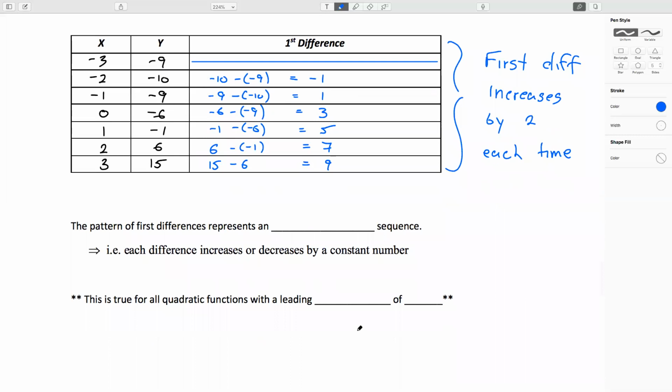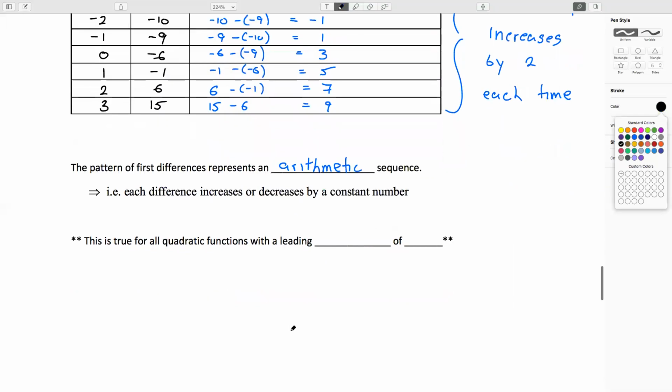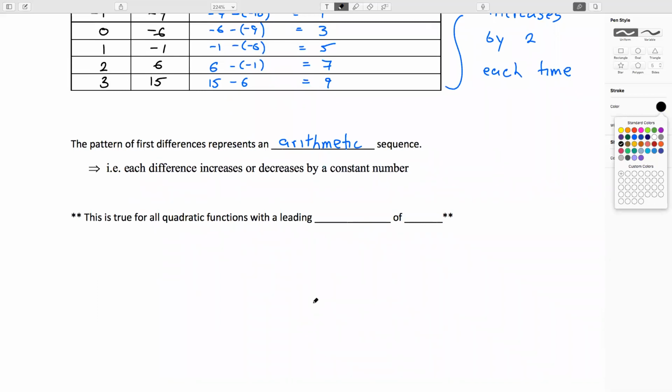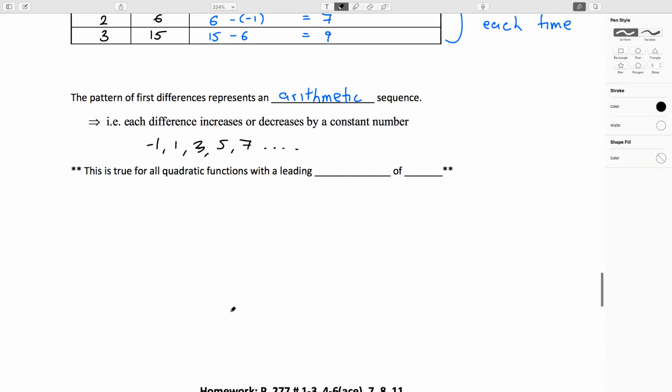So the pattern of first differences represents what's called an arithmetic sequence. This is something you'll learn about in grade 12 with sequences and series. It used to be a topic in grade 11, but it has been shifted up. The idea is that each difference increases or decreases by a constant number. We go from minus 1 to 1 to 3 to 5 to 7. It's like adding 2 each time. It's a sequence of numbers where everything is increasing by 2. This is true for all quadratic functions with a leading coefficient of 1.